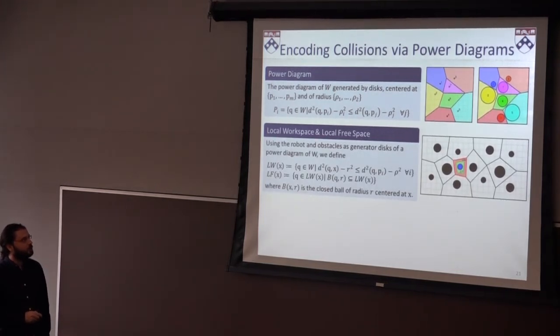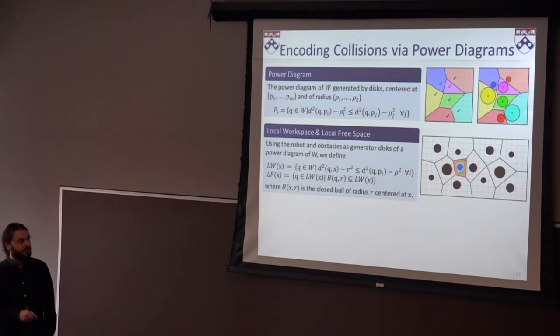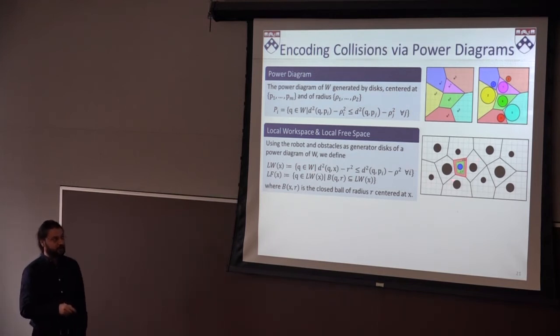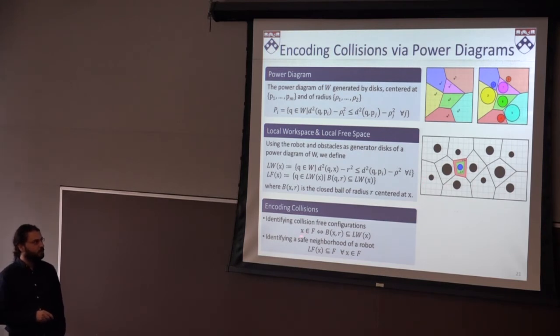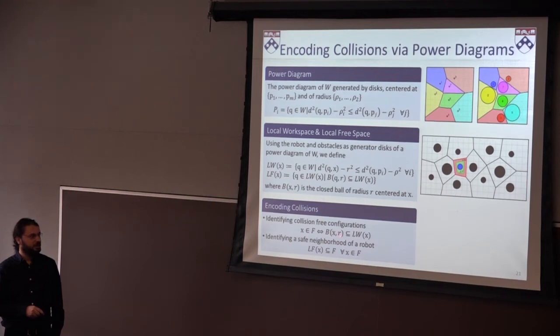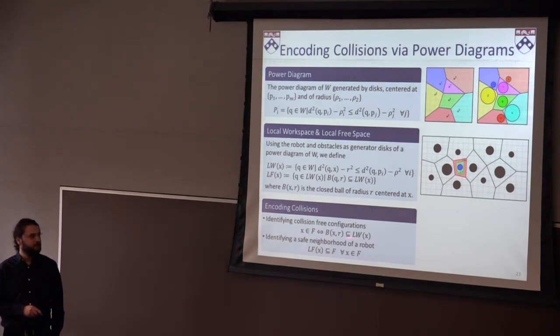Based on this standard algorithm, we will define the local workspace and the local free space of the robot as follows. We will consider the obstacles and the robot as the generators of the power diagram of the workspace. And then we will pick the power cell associated with the robot as the robot's local workspace, and the local free space is obtained just by eroding the workspace by the robot body size. And such a cell decomposition enables us to check collision-free configurations reasonably effectively. So a configuration is free of collisions if the robot body is included in the local workspace cell. And you can also conclude that the local free space of the robot defines a safe neighborhood. Any two configurations and the straight line joining them will be free of collisions.